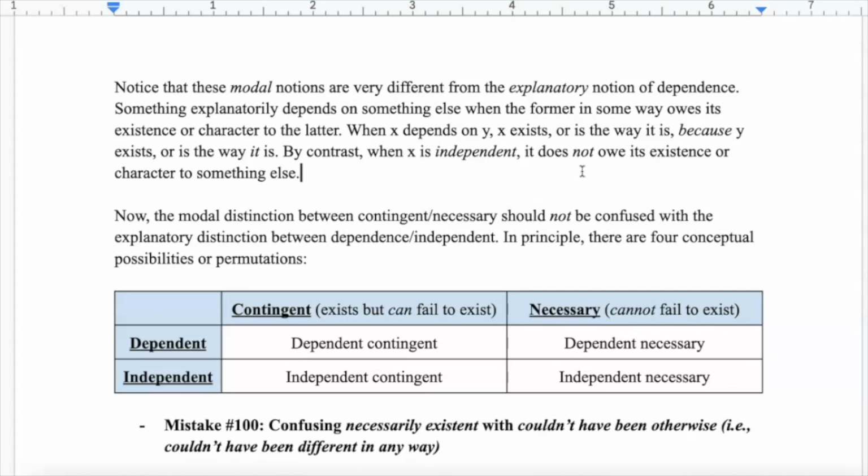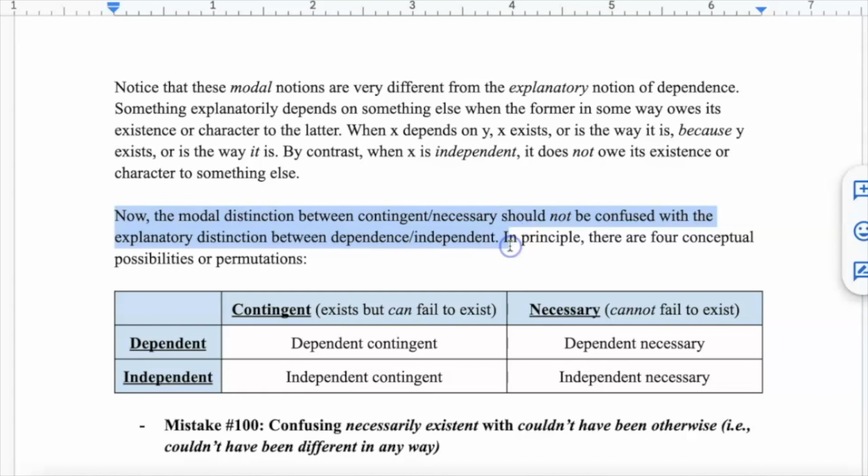And of course, we could distinguish here between having an independent existence and having an independent character. Something has an independent existence just in case it doesn't owe its existence to anything else. Its existence isn't explained by anything else. And similarly, something has an independent character when the way that it is isn't explained by anything else. The way that it is doesn't depend on anything else. The way that it is isn't owed to something else. So, as I emphasize here, the modal distinction between contingent and necessary should not be confused with the explanatory distinction between dependent and independent.